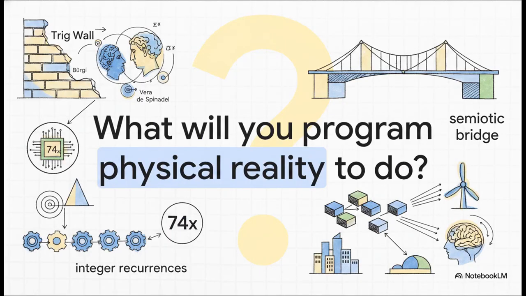So we've traced this unbelievable journey, right? From the frustrating limitations of the trig wall, through the historical brilliance of Burgi and Vera de Spinadel's copper ratio, all the way to a 74x energy reduction using pure integer recurrences. The semiotic bridge is now wide open. So I want to leave you with this final provocative thought. Now that you possess absolute mathematical truth, what are you going to program physical reality to do?